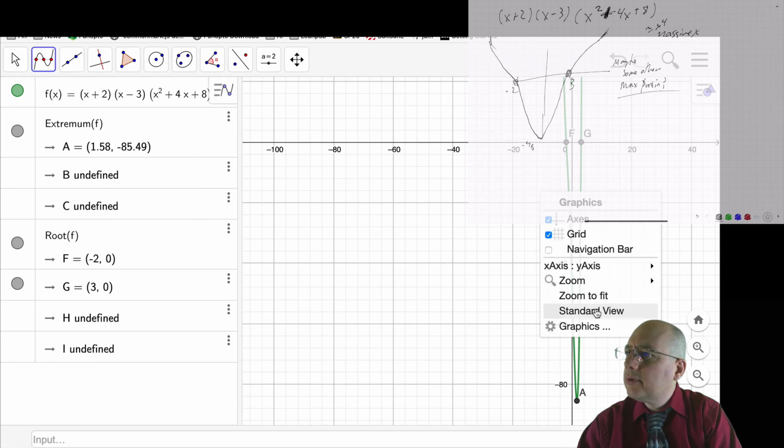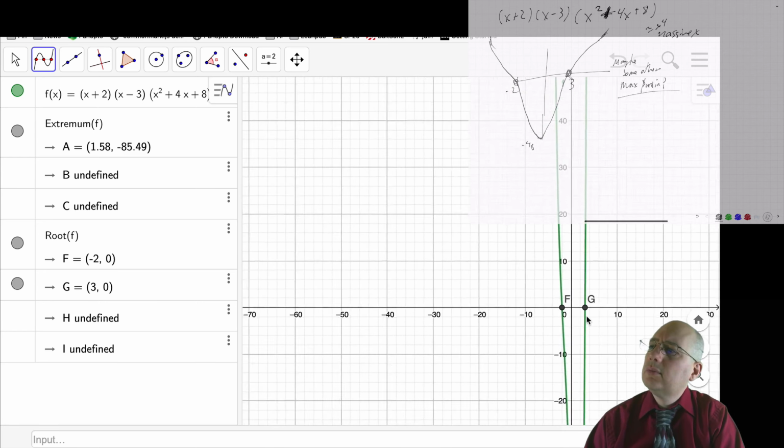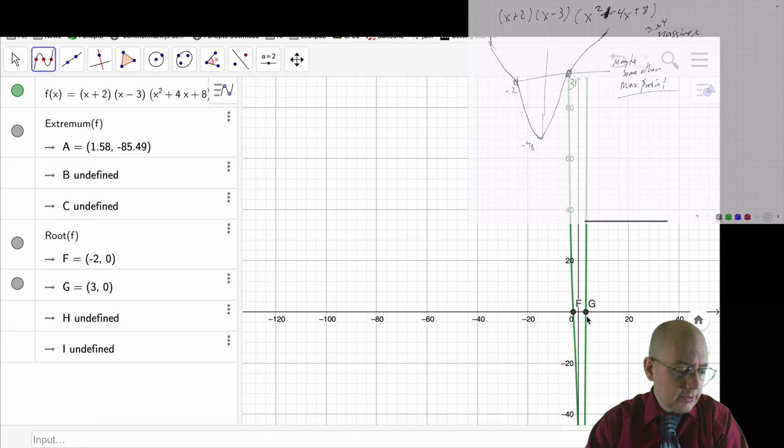Well, maybe a standard view might help. There we go. But yeah, pretty steep. Doesn't look like it added any max or mins, so that's cool. It can get complicated, but yeah, focus on the zeros, see what happens. So that's kind of graphing with factors. So that's one of the reasons factors are so nice.